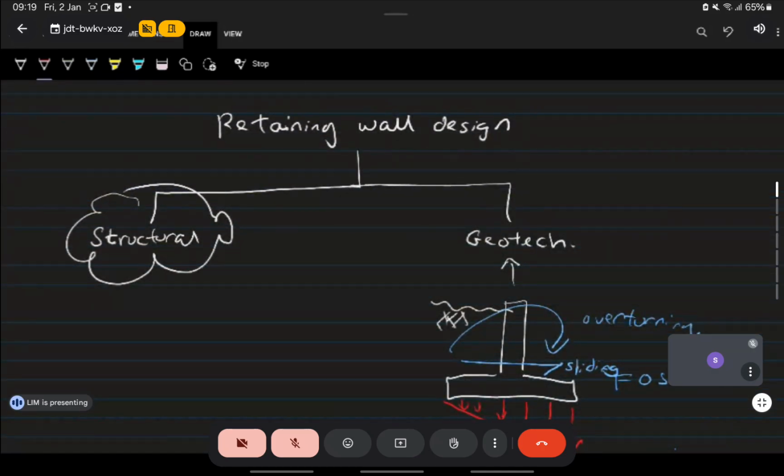Okay, so that about covers it. That about covers it for retaining wall design, the structure part. Okay. Any questions?